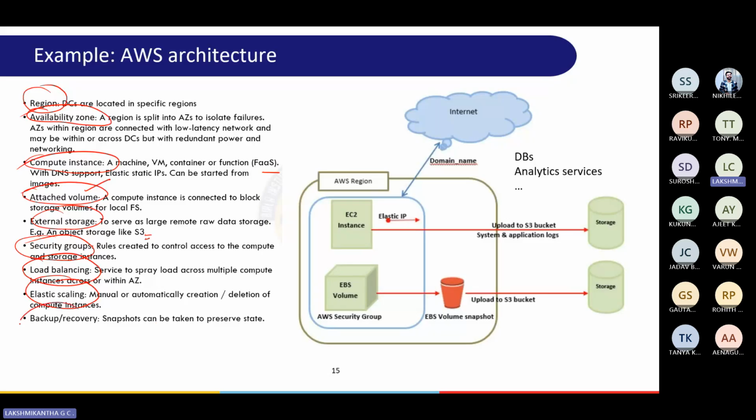And finally, we have backup and recovery. You can take snapshots of your volumes to preserve the state, which is very crucial for data recovery, guys. And one more thing I have not taken here, that is DBs and analytical services offered by the cloud. Okay, a full spectrum of managed services, from relational databases and NoSQL databases to various big data analytical tools.